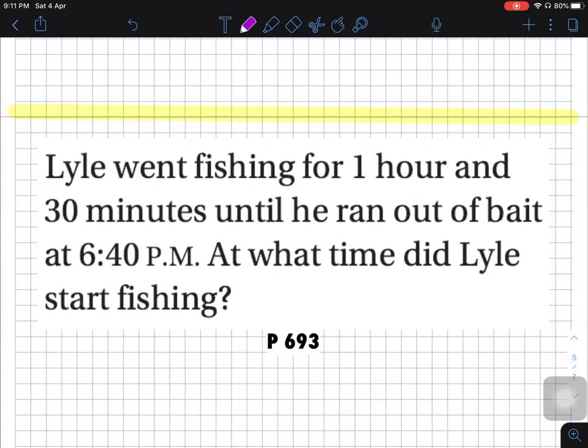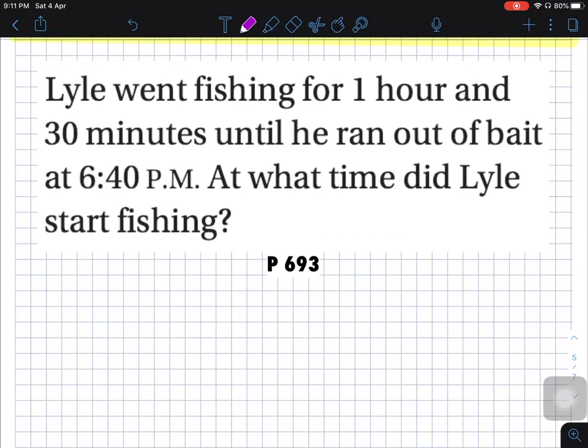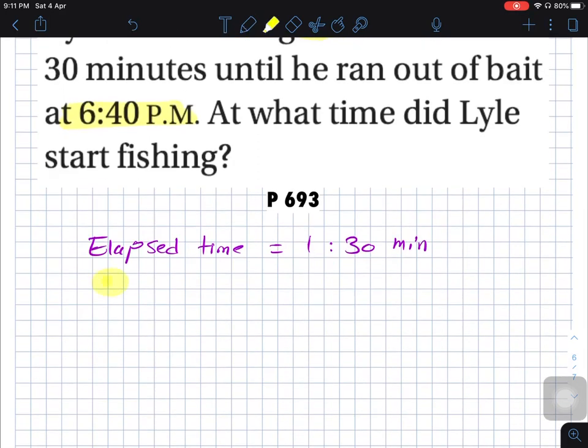Yes, another one. Lyle went fishing for 1 hour and 30 minutes. The word for here means this one is the elapsed time. So the elapsed time is 1 hour and 30 minutes until he ran out of bait at 6:40 p.m. So this is the end time, equal to 6:40 p.m.